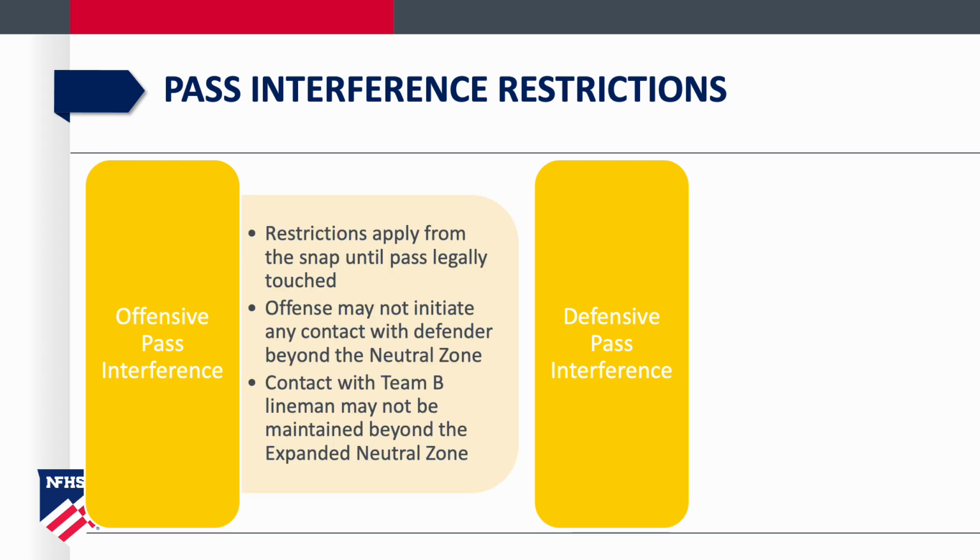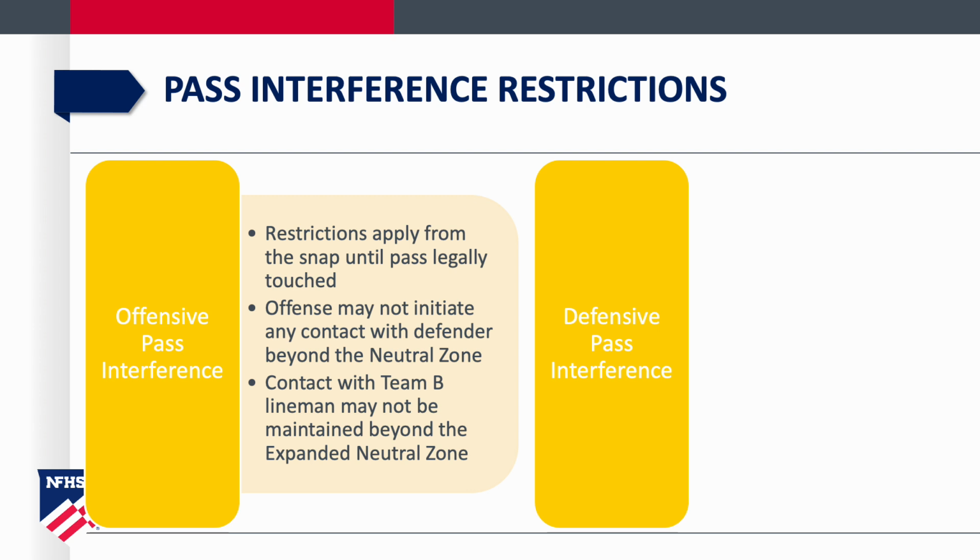For the offense, pass interference restrictions start at the snap and last until the ball is legally touched. The offense cannot initiate contact with a defender beyond the neutral zone. However, he can fight off contact by the defender so long as the defender initiates the contact.